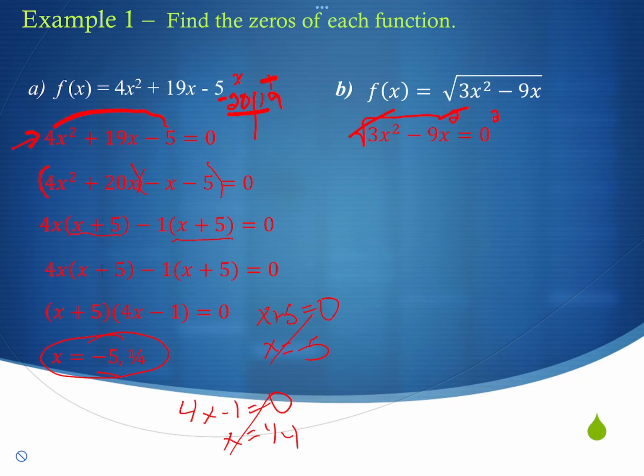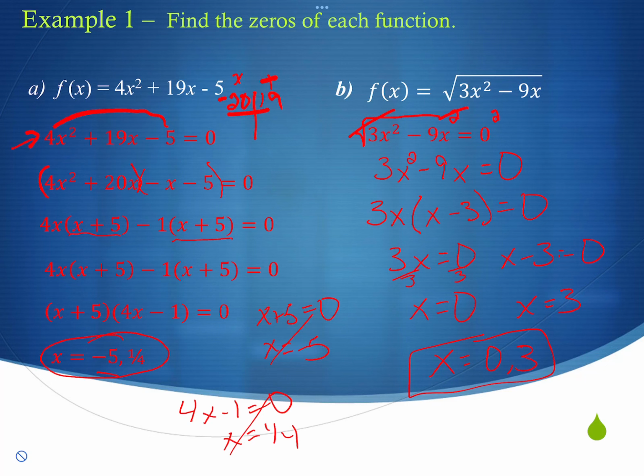When you have a square root, you can ignore the square root and just set what's underneath it equal to 0. Again, I'm going to need to factor here. I'm going to factor out my GCF, a 3x, and I'm left with x minus 3. We set each of those equal to 0, so 3x equals 0 and x minus 3 equals 0. That means x equals 0 if I divide by 3, and x equals positive 3. So my 2 answers are 0 and 3.